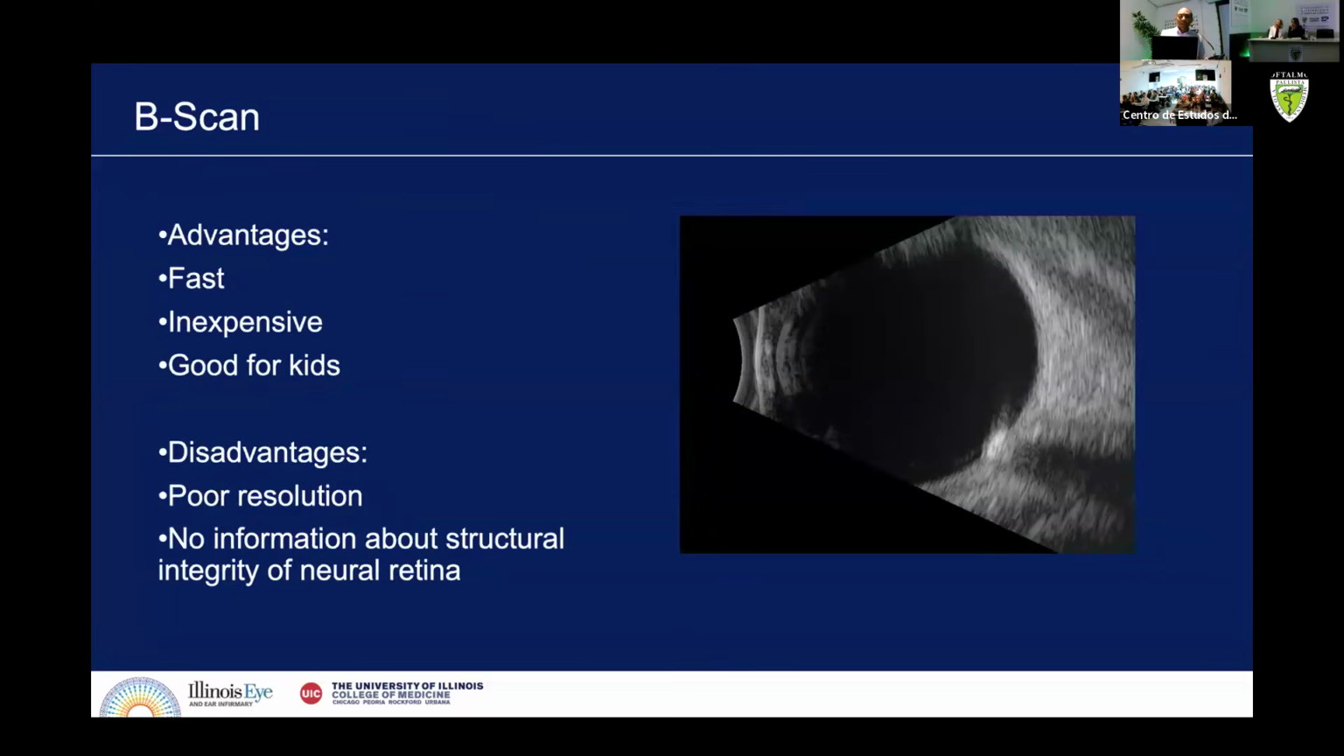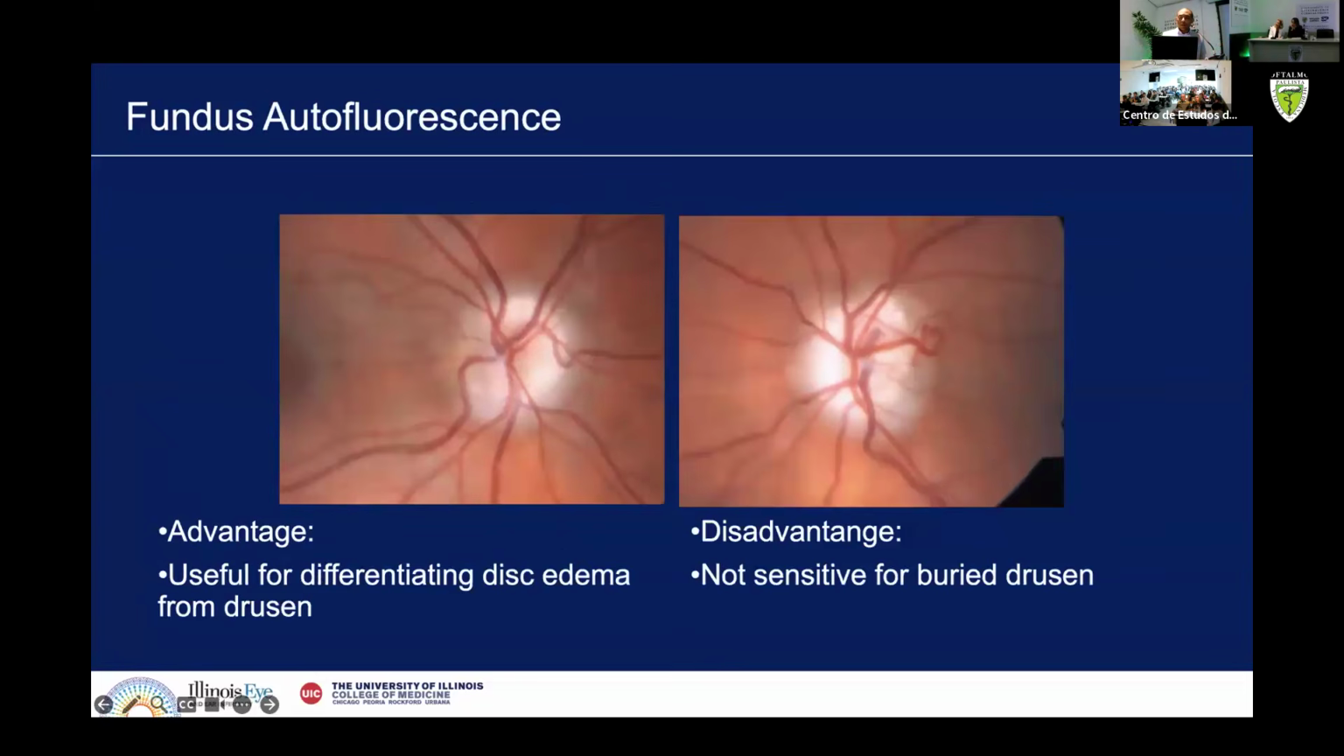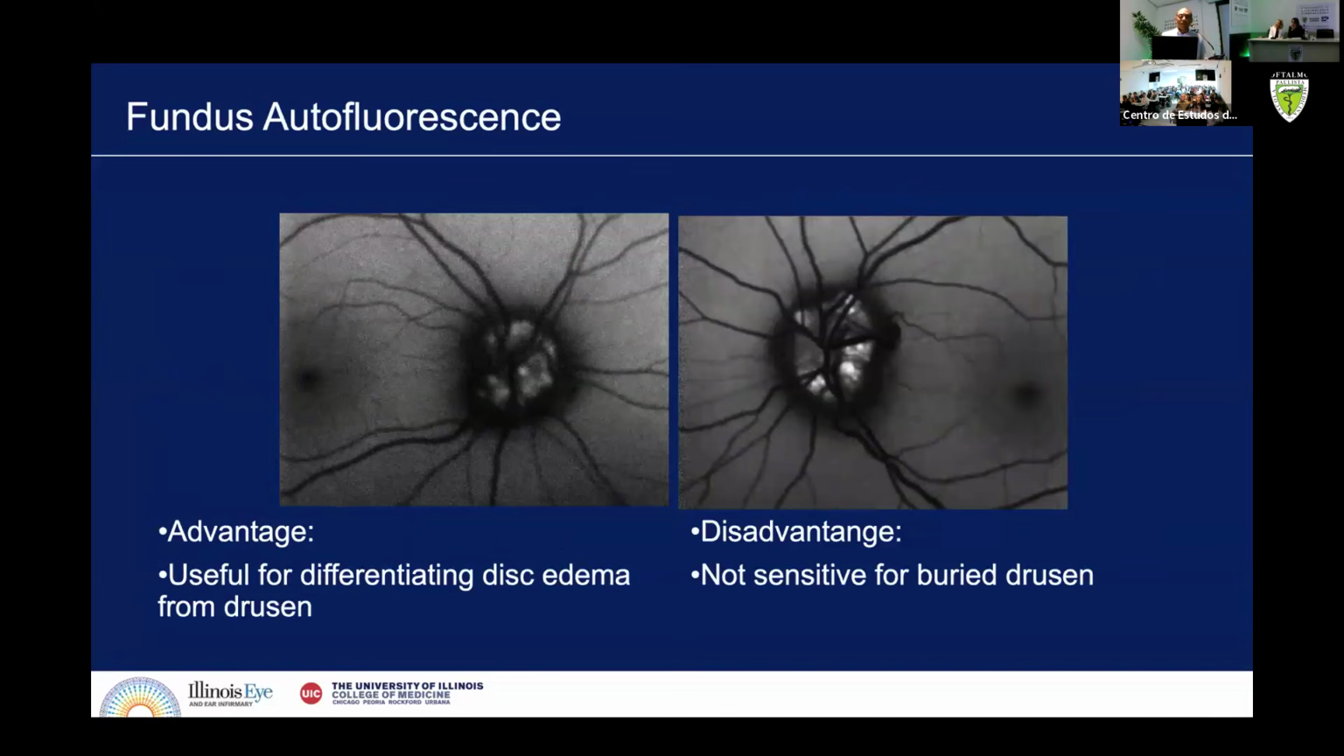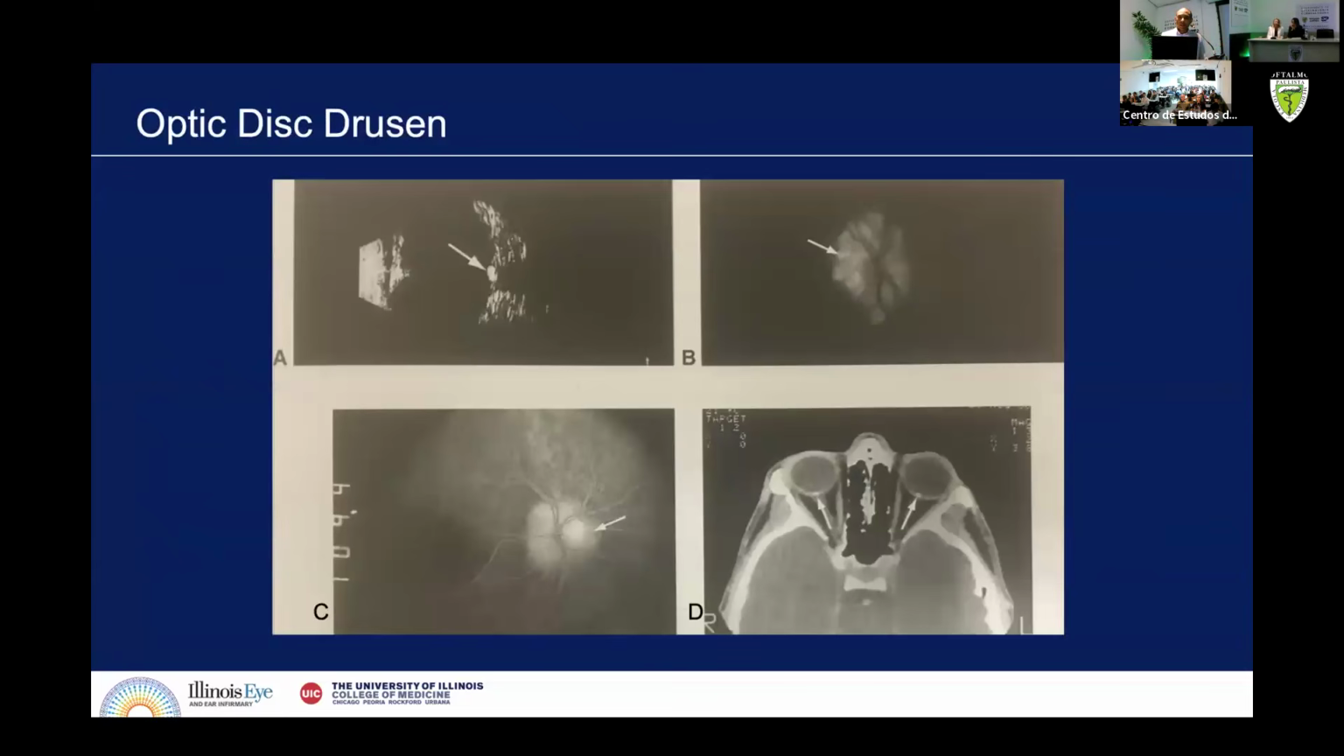A quick and easy way to look for that is with a B scan, where you can see a hyperechoic lesion at the optic nerve head. Another quick way to do it is with a fundus autofluorescence. And you'll see autofluorescence like this. You can even see it on a CT scan because it's calcium.